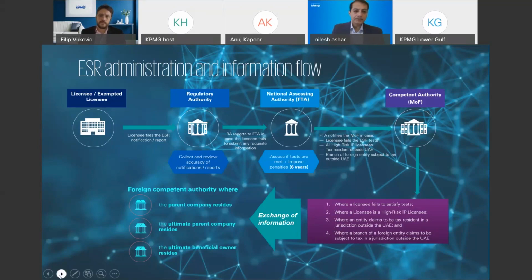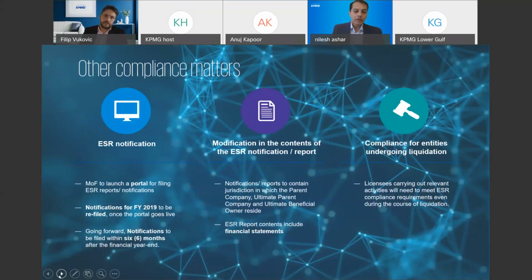Next slide, please. As regards some of the other compliance matters, as far as notifications are concerned, it's clear that the Ministry of Finance is likely to launch a portal for filing all the notifications and reports online. Presumably, the Ministry of Finance, the FTA, as well as the regulatory authorities will all have access to the portal, along with the users or the businesses.